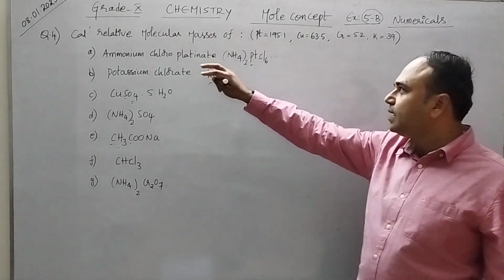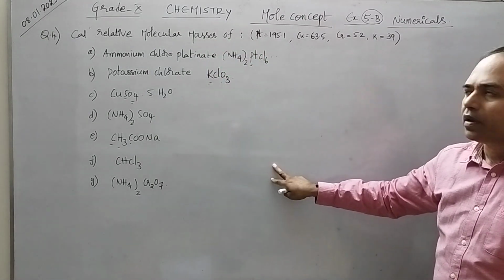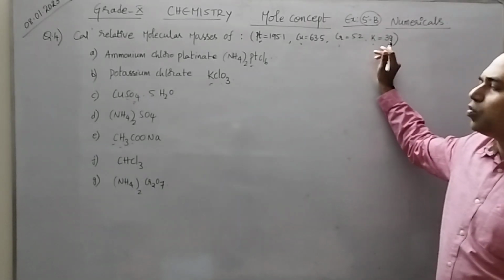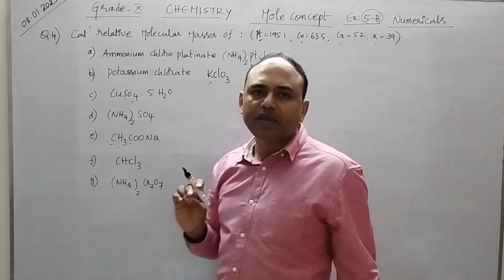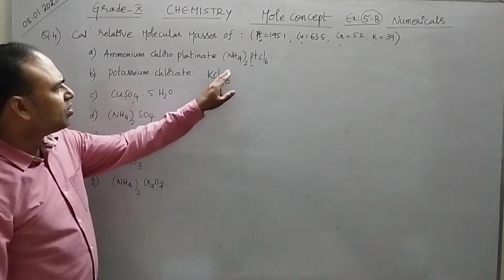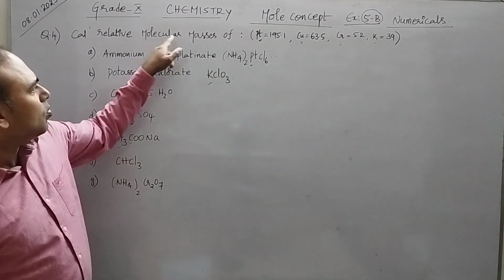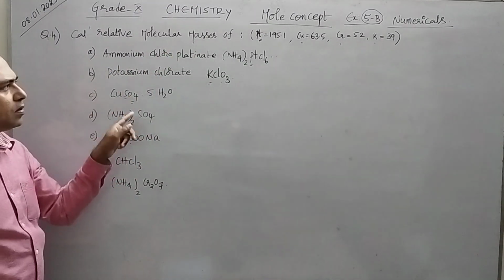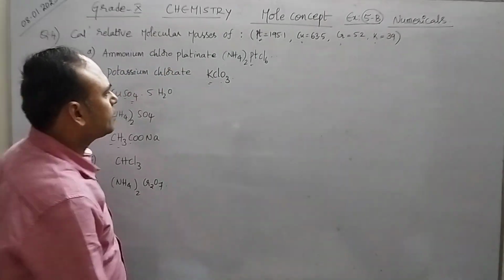They have asked you to calculate the relative molecular mass of these compounds and some elements are given here. So the atomic masses of a few metals they have mentioned here. So how to calculate this? You are already familiar with this. The individual atomic mass of all elements you have to add to get the molecular mass of the whole compound. Now for example, let us calculate the first one, ammonium chloroplatinate.